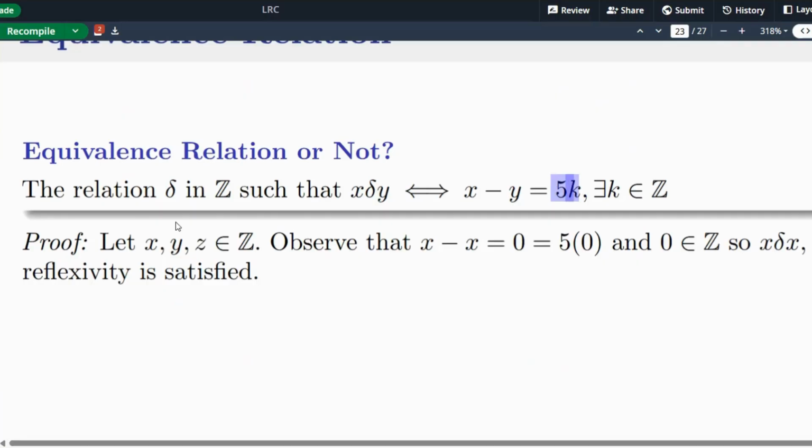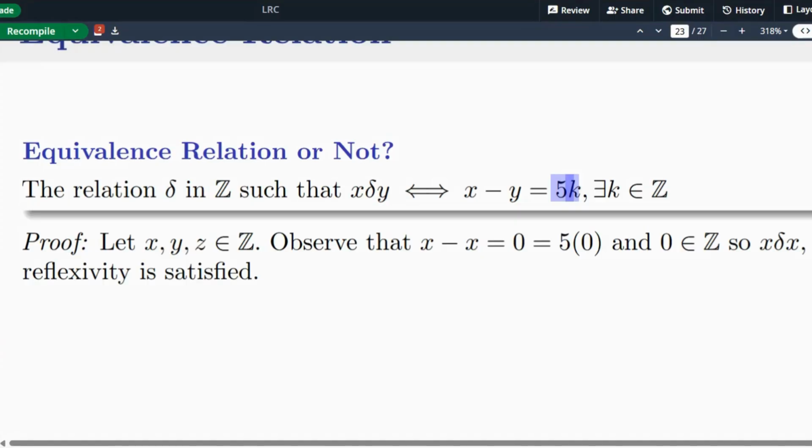So, ibig sabihin, pag pinag-minus ko sa X and Y, so X minus Y, multiple siya ng 5. Multiple siya ng 5. So, dapat divisible din by 5. So, dapat kunwari, 10 minus 5. 10 minus 5 is 5. So, dapat mga ganun. Multiples ni 5 or factors ni multiples ni 5.